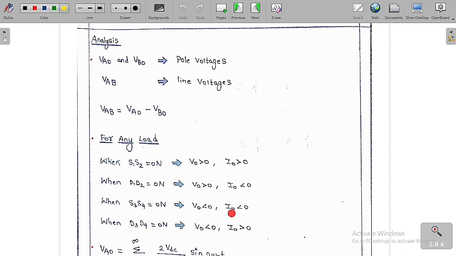When S3 and S4 are on, the output voltage is negative and the output current is negative. Similarly, when D3 and D4 are on, the output voltage is negative and the output current is positive. So this is the nature of the voltage and current for different combinations of the switches.